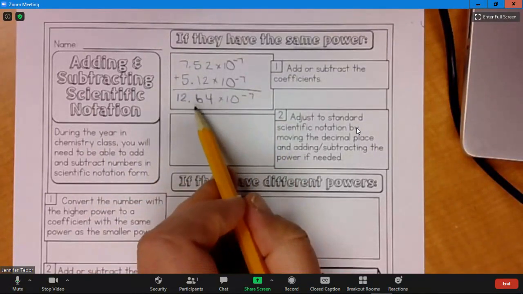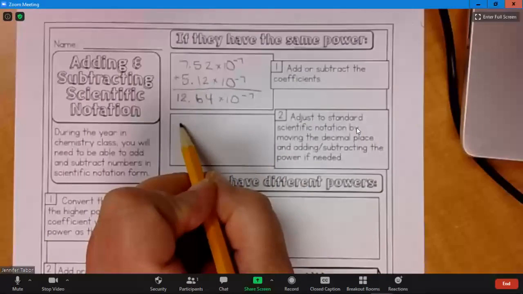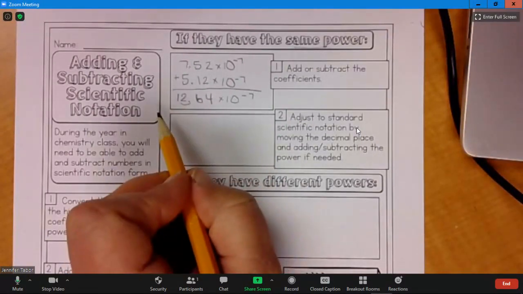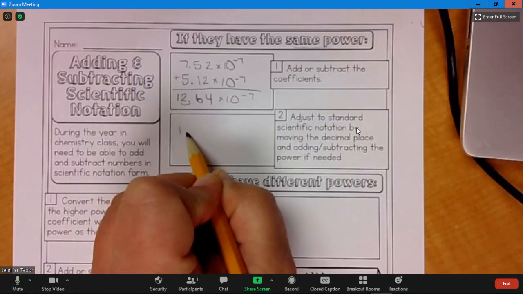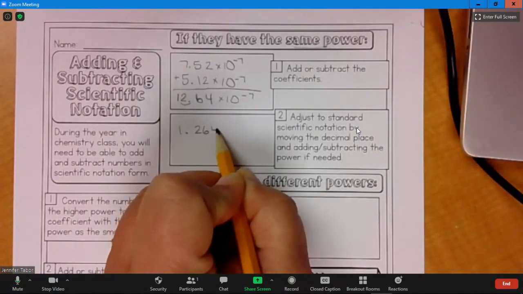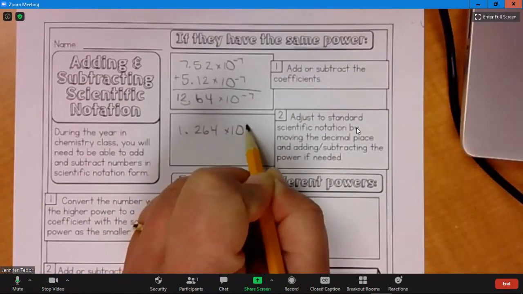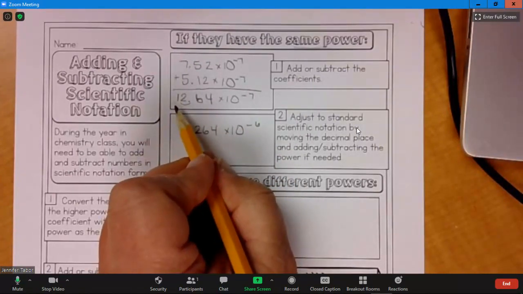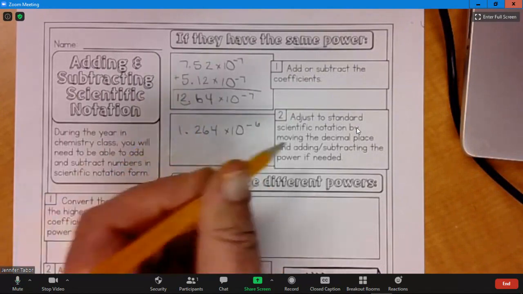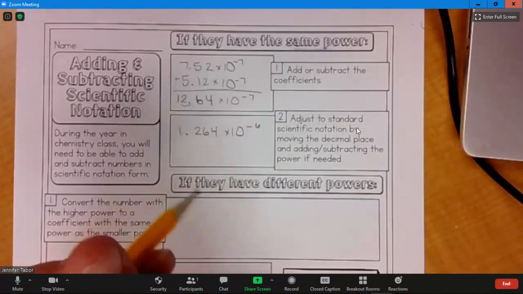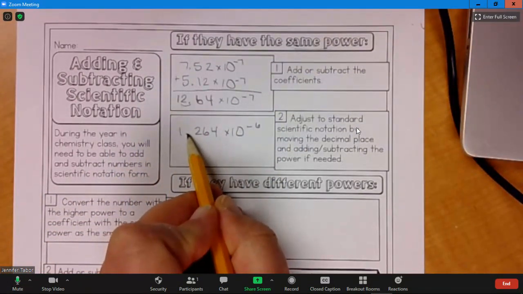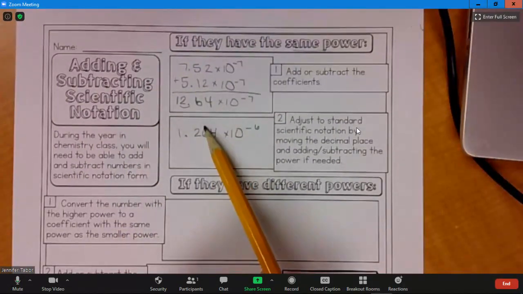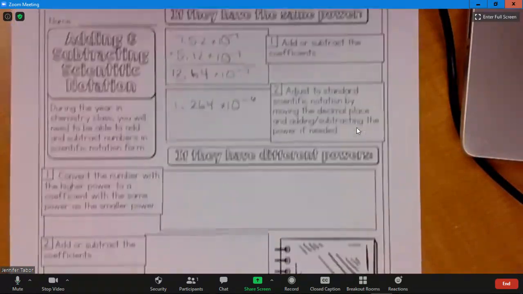All right? And always check, because we are going to have to adjust this one. Move that decimal place 1 to the left. We get 1.264 times 10 to the negative 6. We added 1 because we moved to the left, right? We would make it more negative if we moved to the right. So 1.264 times 10 to the negative 6. Same exponent, just add and then adjust.